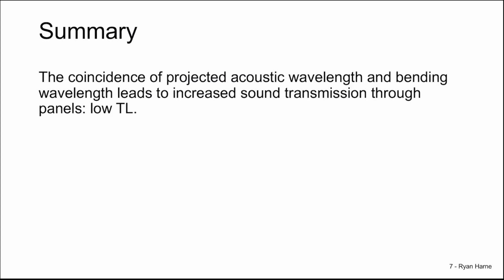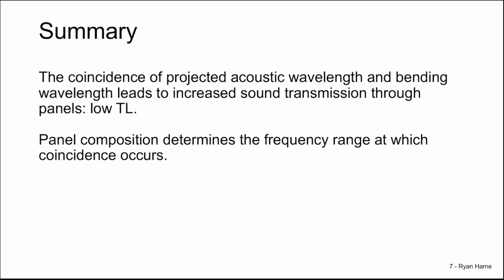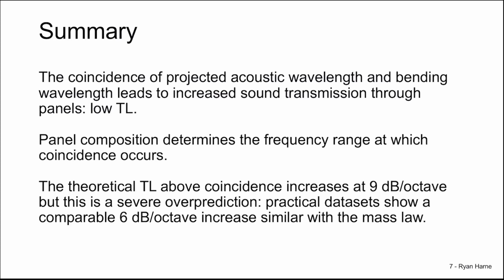To summarize what we have learned, we find that the coincidence of projected acoustic and bending wavelengths leads to increased sound transmission and thus low transmission loss over a mid to high frequency range. The panel composition determines the frequency range at which coincidence may occur, and the theoretical transmission loss above coincidence increases at 9 decibels per octave, but this is always a severe overprediction with respect to data. Practical data show an increase in transmission loss closer to the 6 decibels per octave that we likewise see in the mass law.